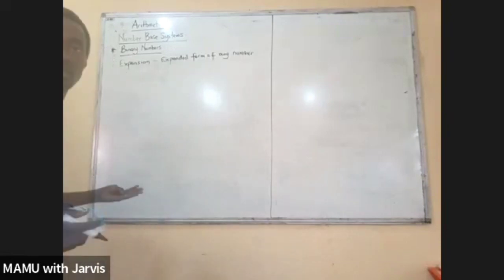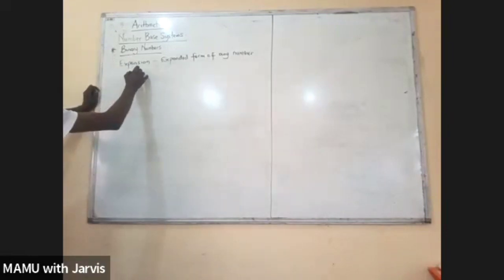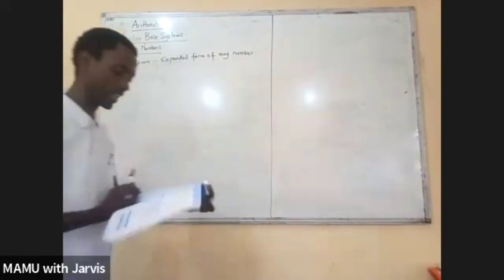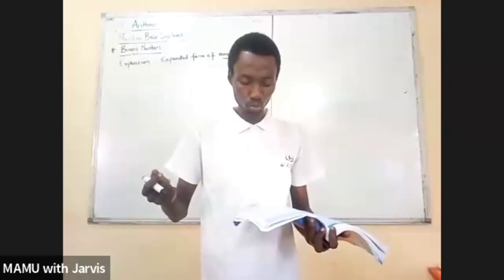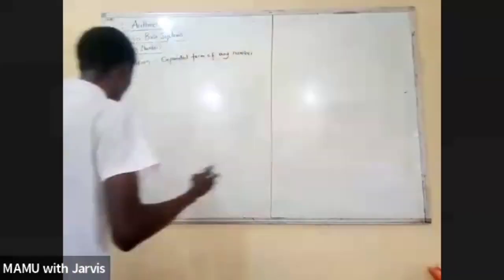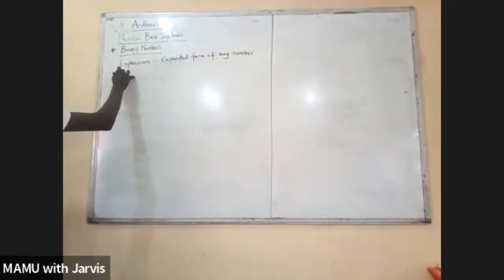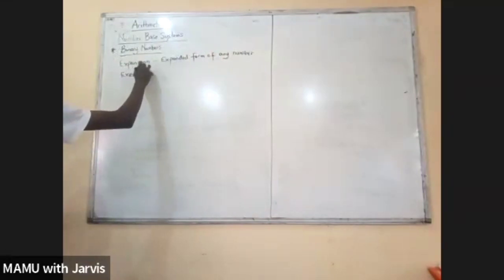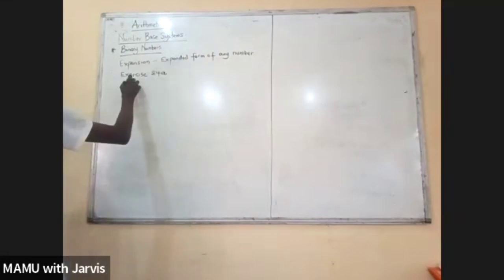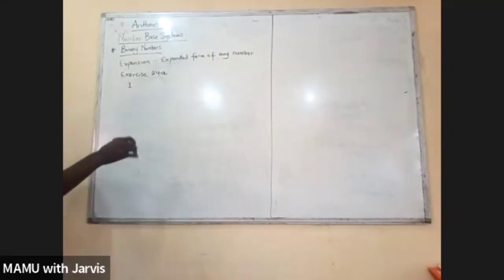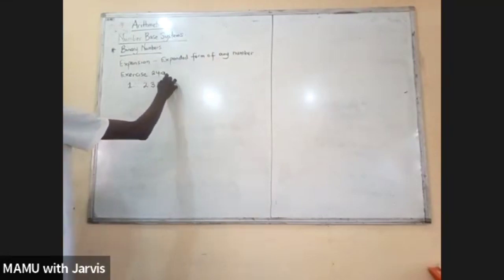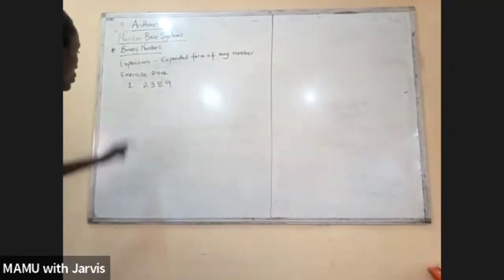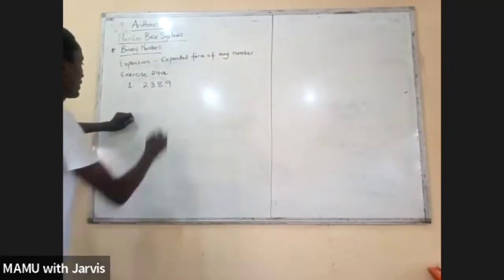So we're going to take an example. Look at your textbook. If you look at exercise 24A, I want to do question number 1. And that question says, expand the following in the powers of their bases. 2,389 in base 10.